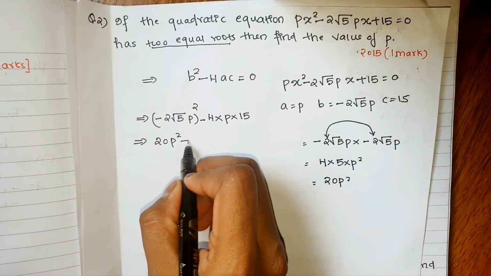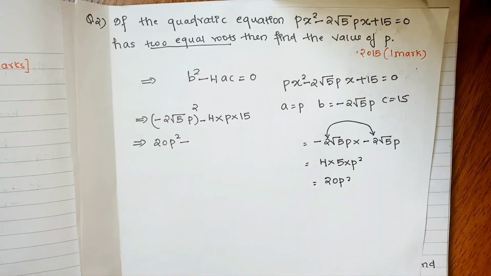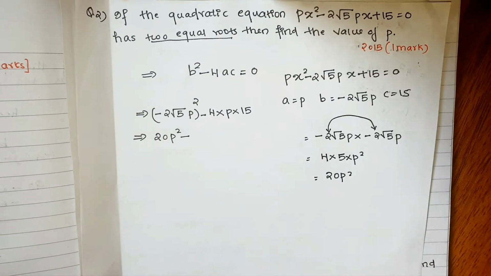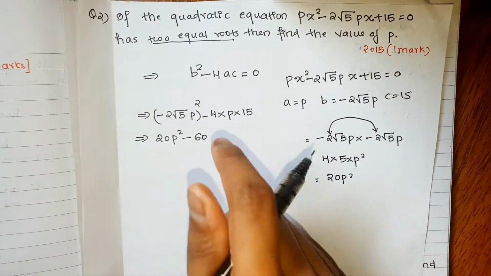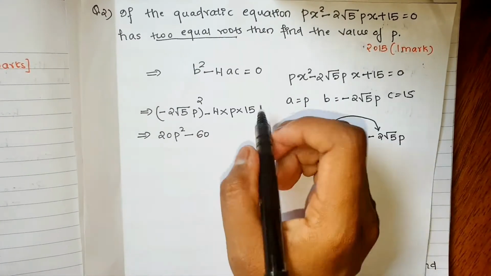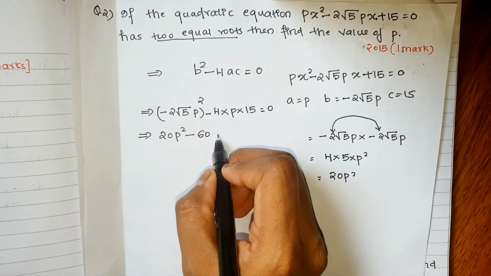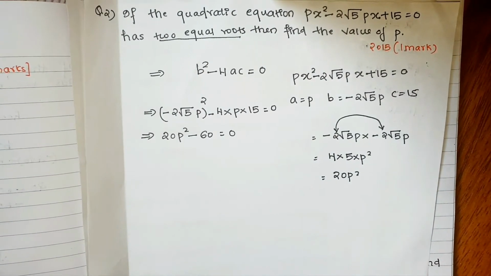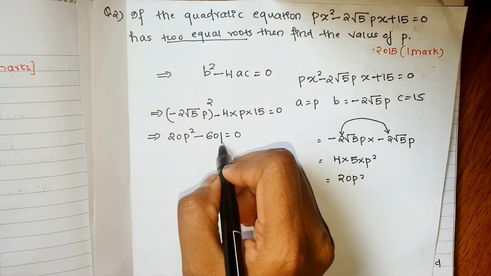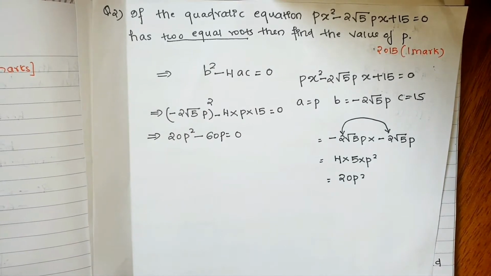Minus 15 into 4 is 60. So minus 60p. That is equal to 0. So 20p square minus 60p is equal to 0.